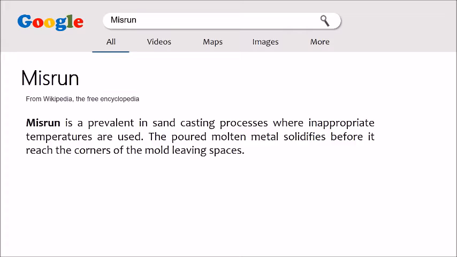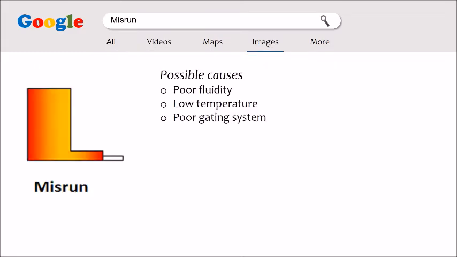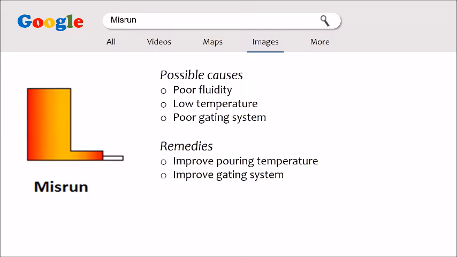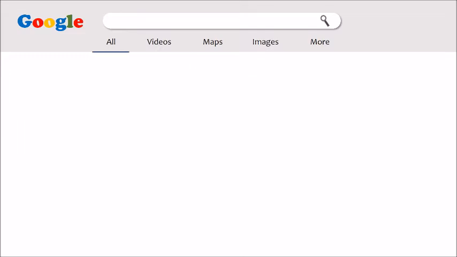Next, we have misrun. It is prevalent in sand casting processes where inappropriate temperatures are used. The poured molten metal solidifies before it reaches the corners of the mold, leaving spaces. For the possible causes, we have poor fluidity, low temperature, and poor gating system. For the remedies, we could improve pouring temperature and improve the gating system.